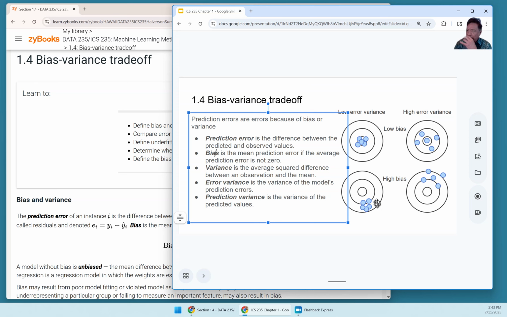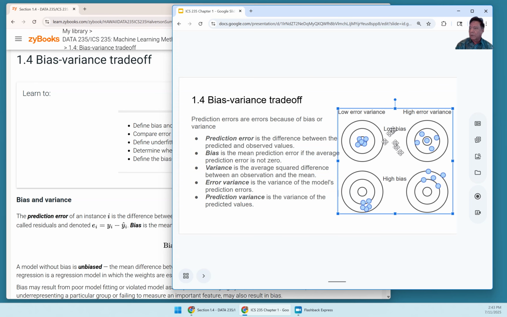If we have a high bias, it means a whole bunch of them are going to be biased towards being too high a prediction or too low a prediction. And if we have both high bias and error variance, then it's just kind of spread out like that. So that's what this diagram is intended to show.